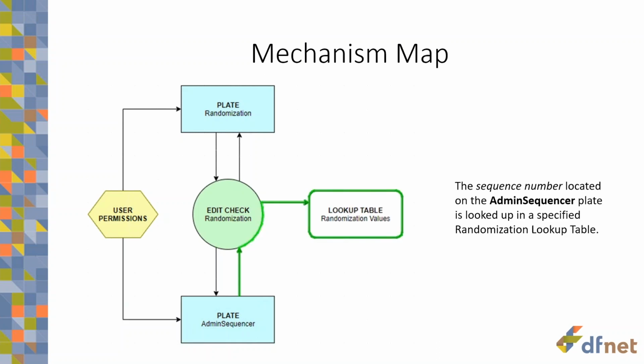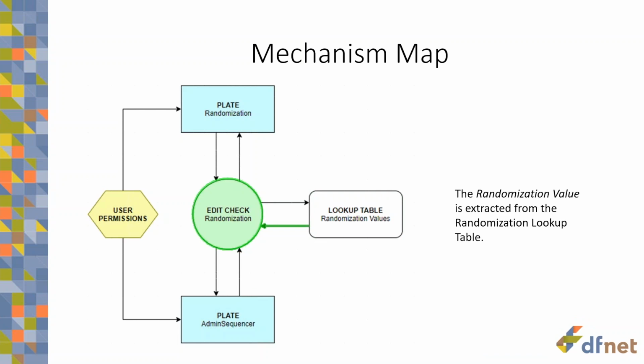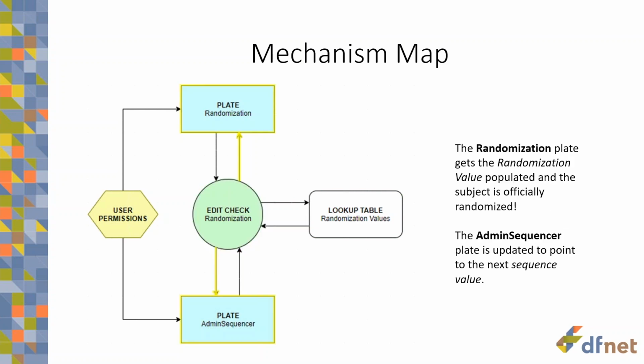The next component is that the admin sequencer value that was associated with this user gets looked up in the lookup table. So in here, where the randomization values exist, that sequence ID will be brought over, and the appropriate randomization value will be extracted and brought back to the edit check. With that information at hand, the final step is to bring that information to both plates. The randomization plate gets the randomization value that was extracted from the lookup table, and the admin sequencer plate is updated to point to the next sequence value in preparation for the next randomization that will occur.